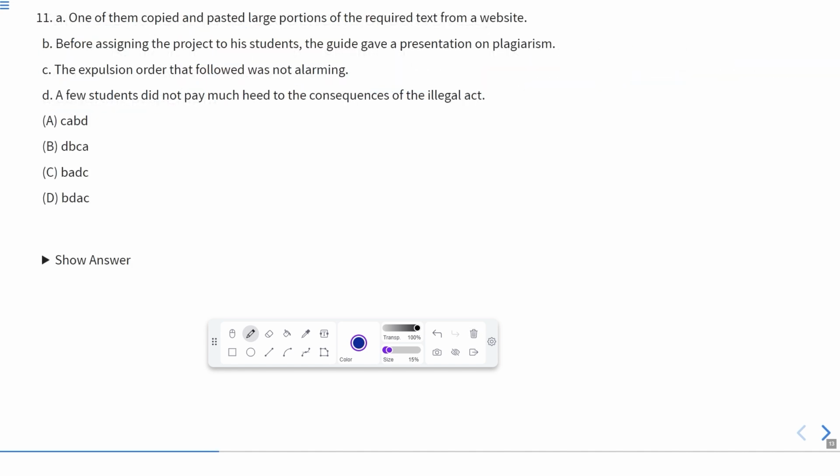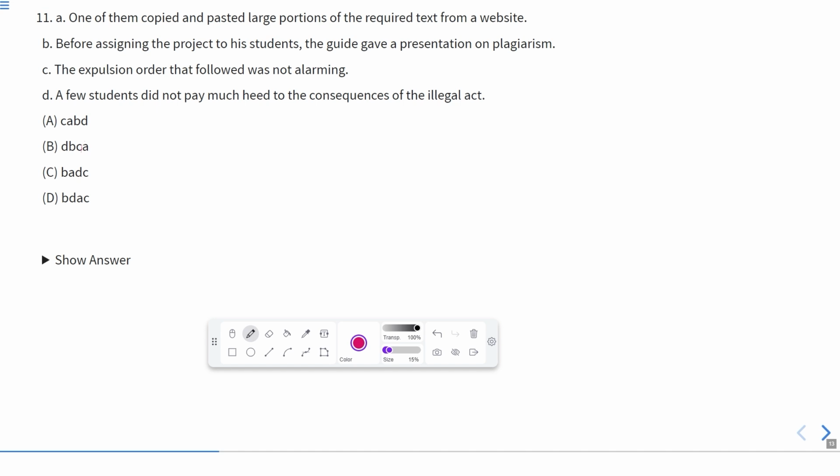Okay, now let us move to question number 11. As you can see, 4 sentences are given to us, out of which we have to look for the correct answer. Now let us read the 11th question, each and every sentence, and after that we'll look for the correct sequence. One of them copied and pasted large portions of the required text from a website. As these are rearrangement of sentences, we have to look for the first, second, third and fourth sentence.